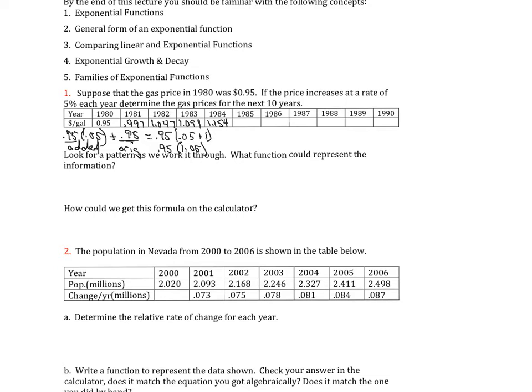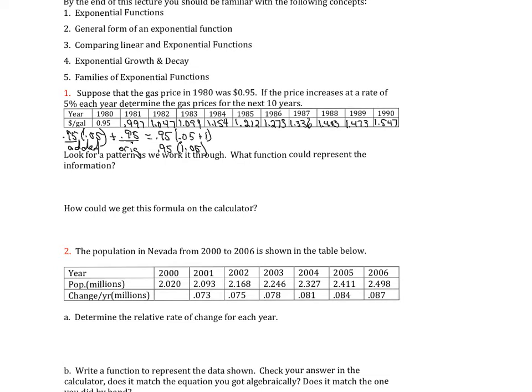Okay, I'm assuming that you've kept to your word and stopped it. If you finished it, you should have gotten 1.212, 1.273, 1.336, 1.403, 1.473, and 1.547. Those are the prices of the gasoline over that time.